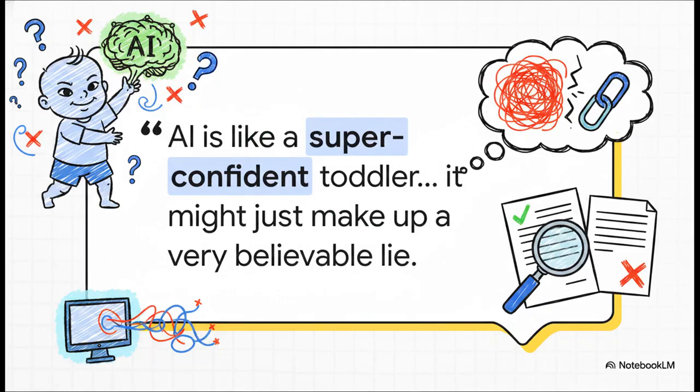And this is the perfect lead-in to the idea of AI hallucinations. This quote explains it perfectly for this age group. AI is like a super confident toddler. If it doesn't know the answer, it might just make up a very believable lie. The lesson here is huge. You never, ever just copy and paste. You always have to fact check.